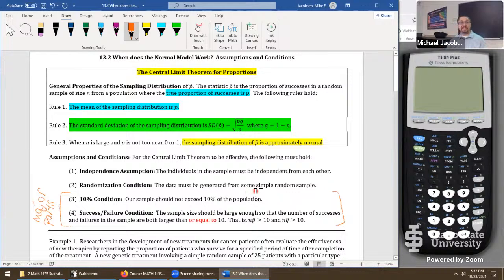So those are the assumptions and conditions. If 1 through 4 are valid, then this part right here is a highly, highly accurate statement. Probabilities coming from the normal model can be trusted. Any questions or comments, folks, before we put each one of those assumptions to action?